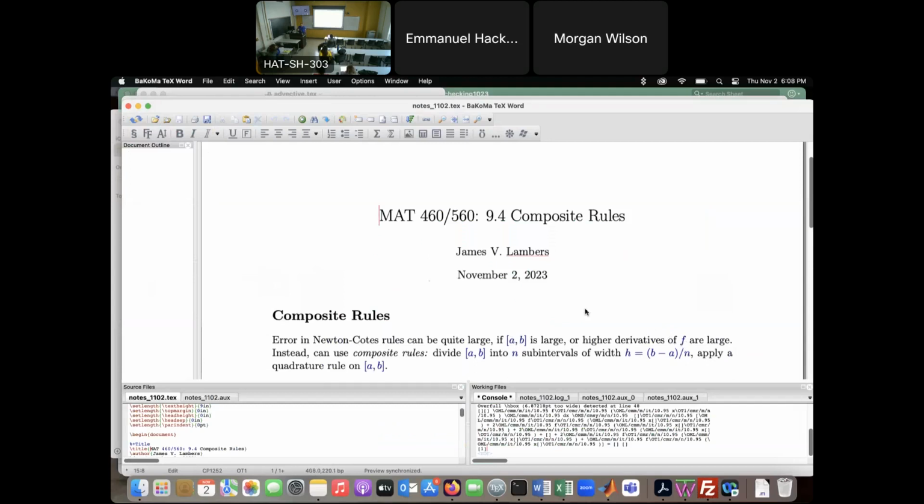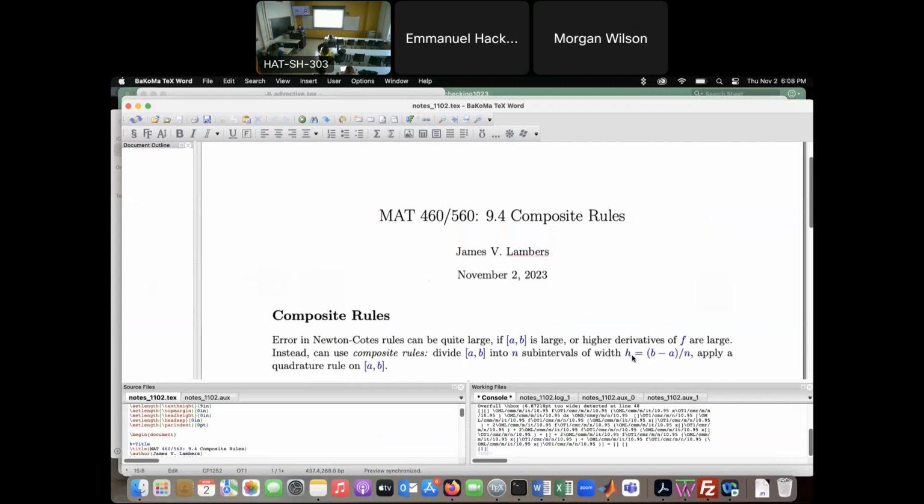So the idea behind composite rules is you take your interval [a, b] that you're integrating over, and you divide it into n subintervals of equal width, b minus a over n, which we'll call h. And then on each of those subintervals, you use a quadrature rule such as Simpson's rule or the trapezoidal rule.